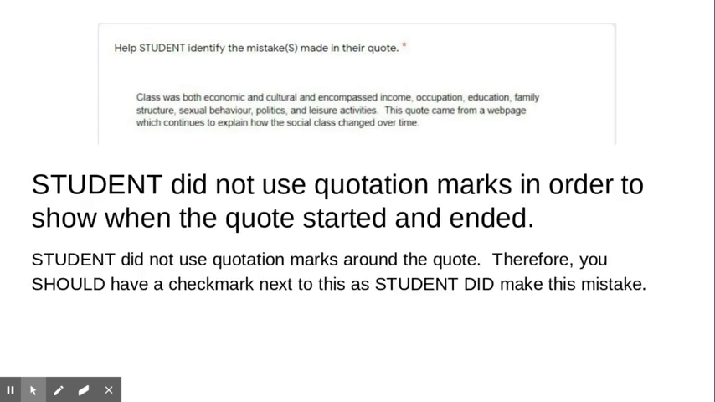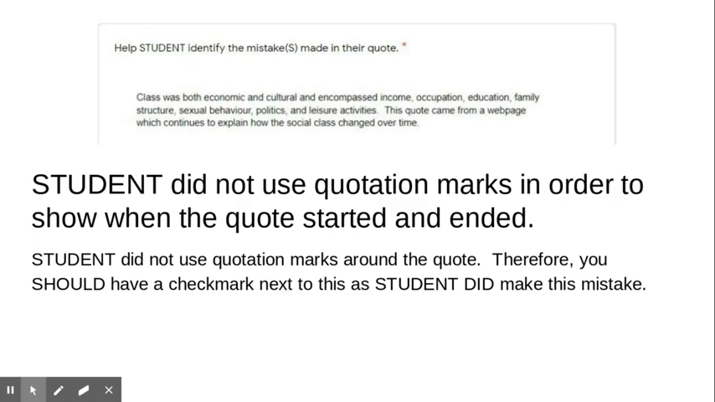Student did not use quotation marks in order to show when the quote started and ended. So yeah, there are no quotation marks here. So you should have a check mark next to this, as student did make this mistake. If they didn't have that second sentence there that says this quote came from, chances are we wouldn't have known that that was a quote anyways. So make sure that you always include those quotation marks.